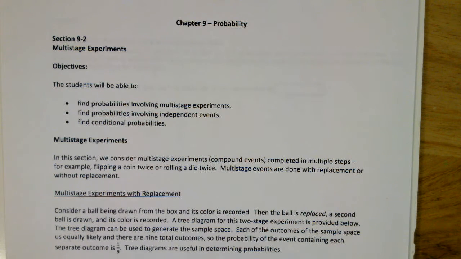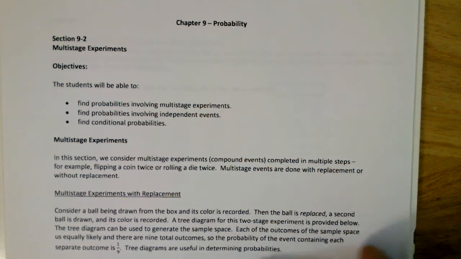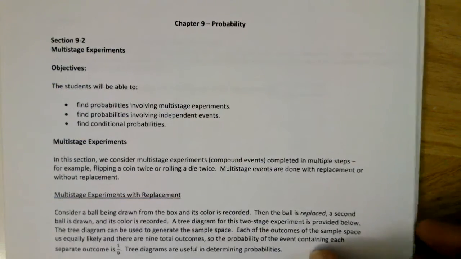Okay, in this section, we're going to talk about section 9.2, dealing with multi-stage experiments. In this section, we're going to find probabilities involving multi-stage experiments. Also, we'll find probabilities involving independent events and find conditional probabilities. All right, so let's start with multi-stage experiments.